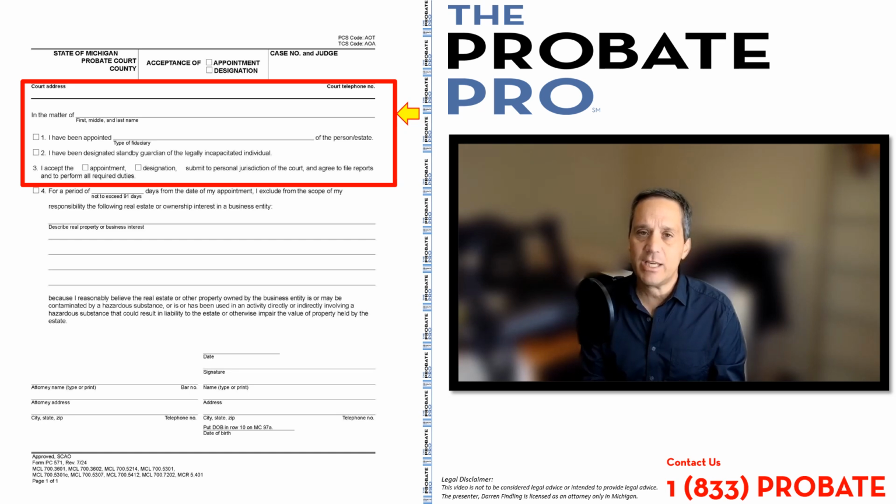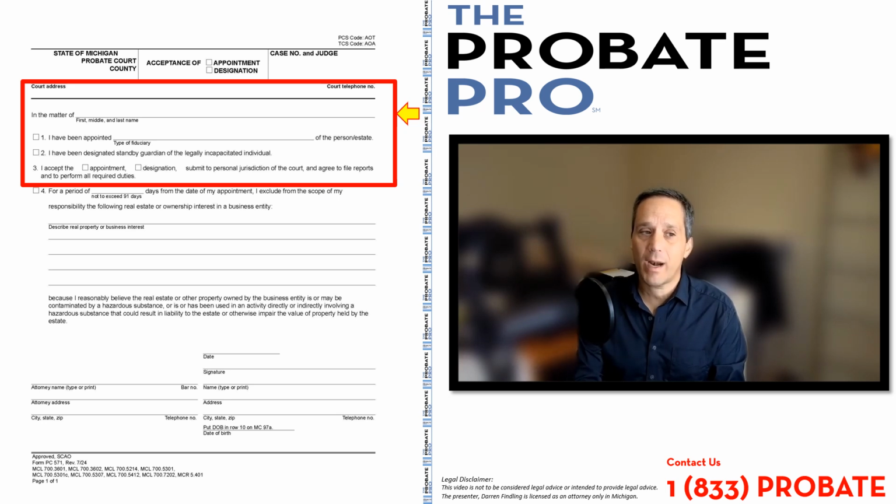The designation click box is for if you are designated as the standby guardian. So be careful that you check the correct box here. If you're appointed the primary person, you'd click the acceptance of appointment. If you are only being nominated as the standby guardian, you'd use the designation click box.